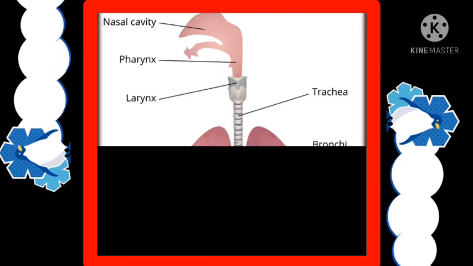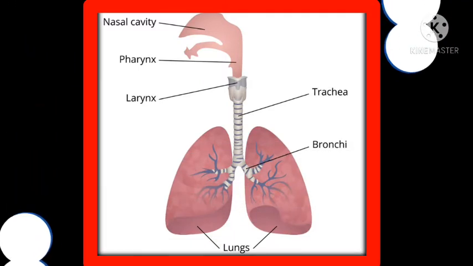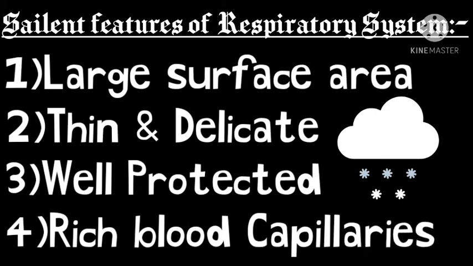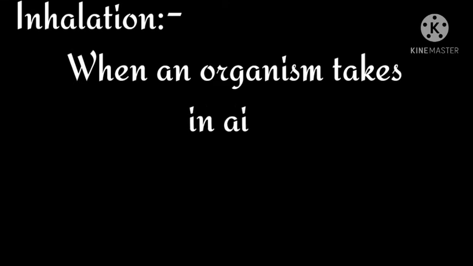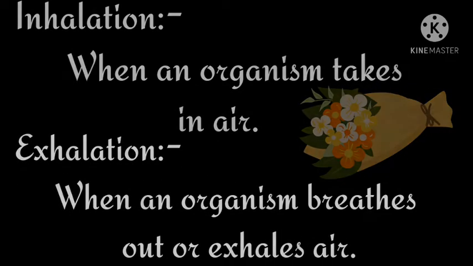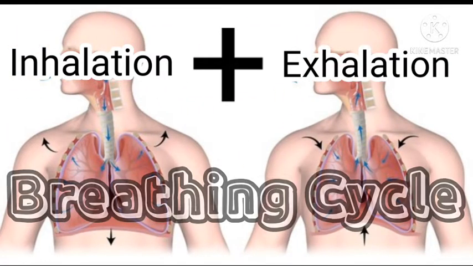The human respiratory system consists of the nasal cavity, pharynx (the throat), larynx (the voice box), trachea (the windpipe), lungs, and bronchi. The respiratory system has some salient features like large surface area, thin and delicate walls, being well protected, and being richly supplied with blood capillaries. When an organism takes in air, it is known as inhalation. When an organism exhales air, it is known as exhalation. One inhalation plus one exhalation is known as a breathing cycle.